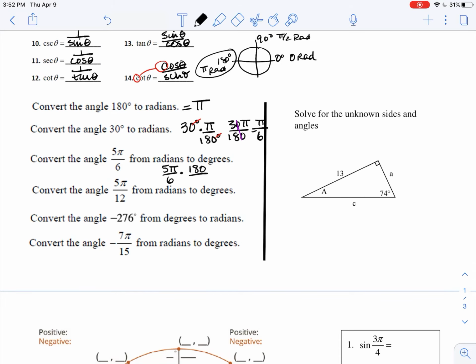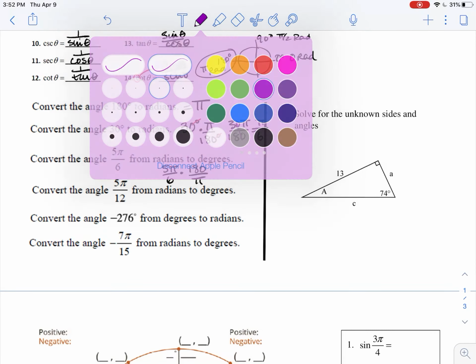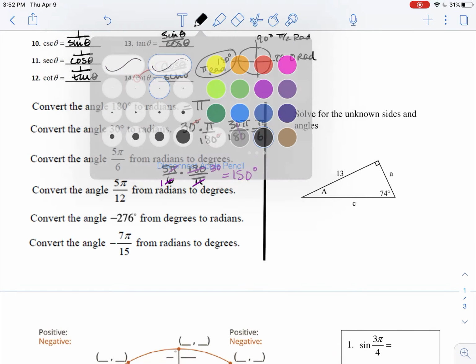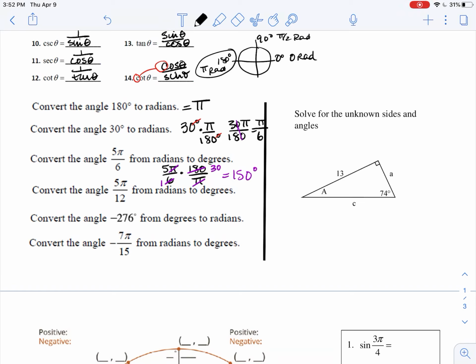Okay, to convert from radians to degrees, 5 pi over 6. If I want pi to cancel this time, I'm going to put pi in the denominator. And so I can cancel the pi's. I can also reduce the 6 and the 180 just to make my life easier. 6 goes into 18 3 times, so that's going to be 30. And then 30 times 5 is 150 degrees. And that's how the rest of those work.